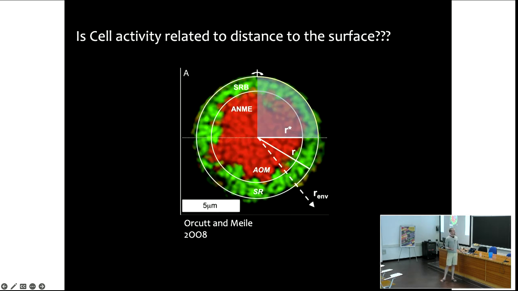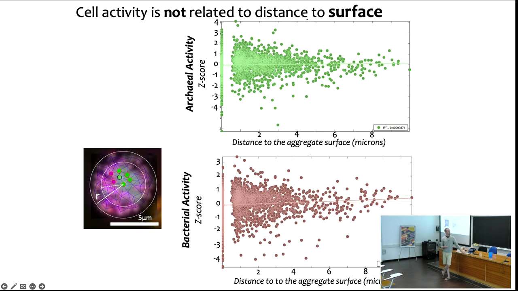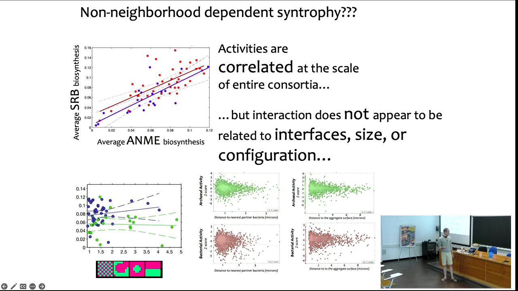Another thing we might ask is whether activity is related to your proximity to the surface. You might think that access to nutrients is better on the surface of these consortia compared to buried in the middle. Look at that. You can be buried in the middle, 9 or 10 microns inside, and have the same activity as being on the surface. It doesn't look like there's anything to do with spatial arrangement. Neither at the whole-consortia level, how well mixed or clumpy you are, nor whether you're nestled up to your syntrophic partner or very far away from your syntrophic partner.